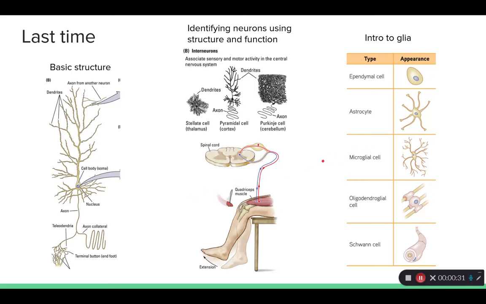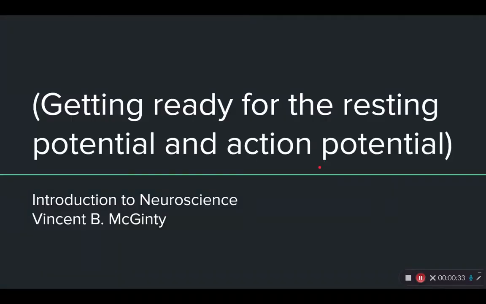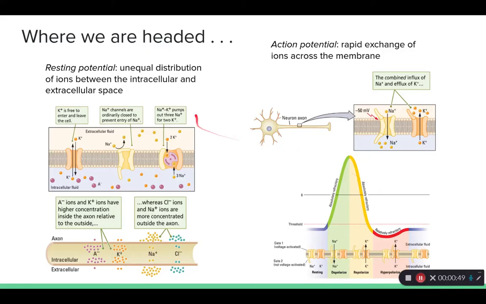And in this lecture, if I were to give it a different name, I would say we're getting ready to talk about two of the most fundamental functions of neurons, which are the resting potential and the action potential. And just to give you a little preview of what I mean here, I want to introduce these terms and ideas to you so that when we get into them in depth, you've already got some preparation.